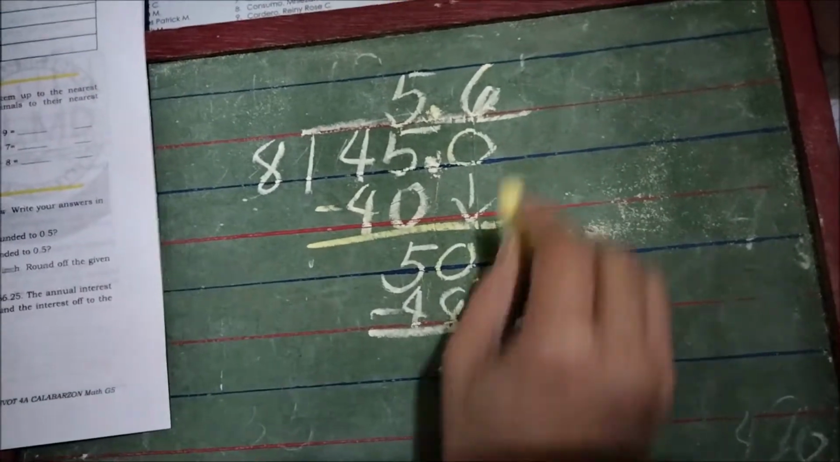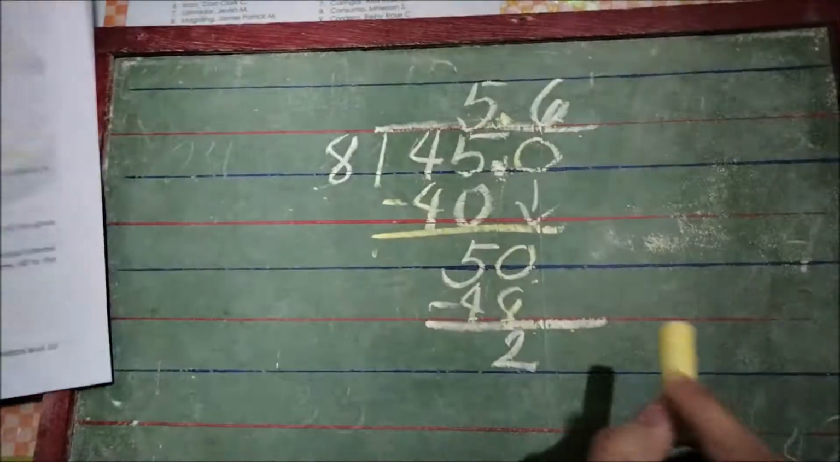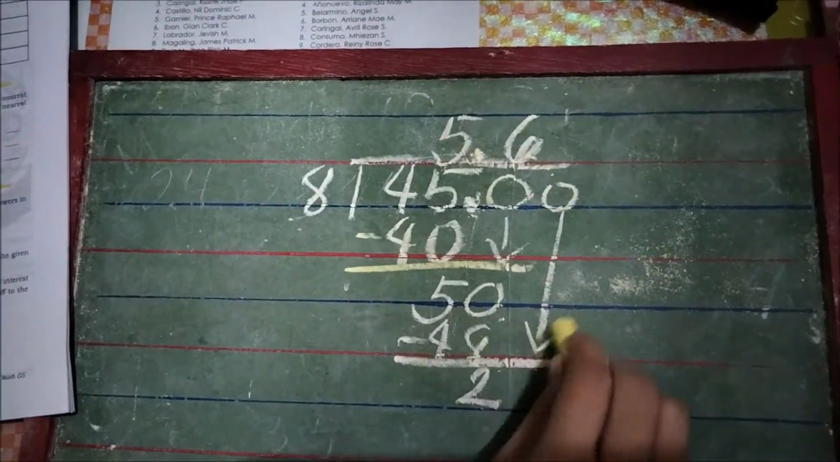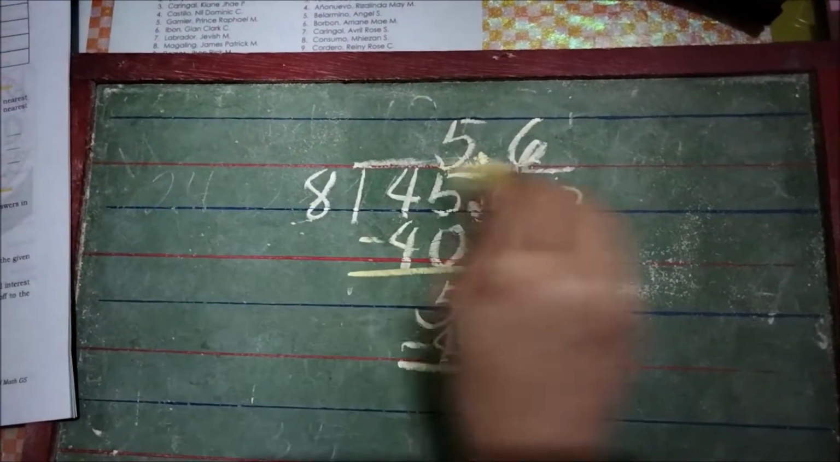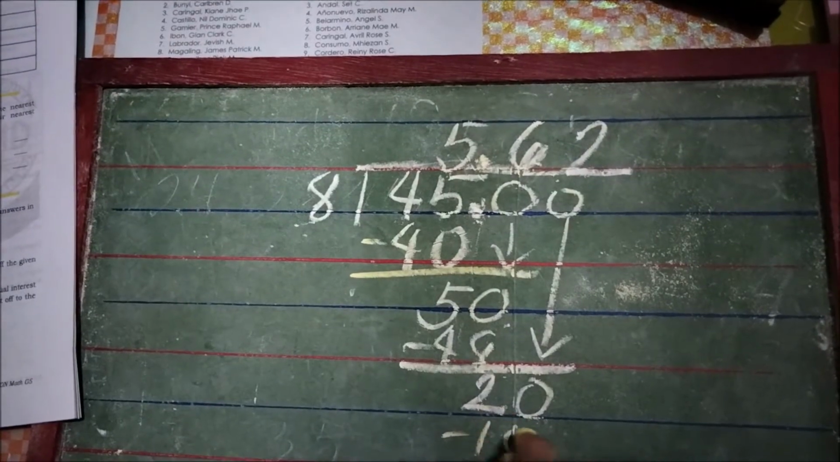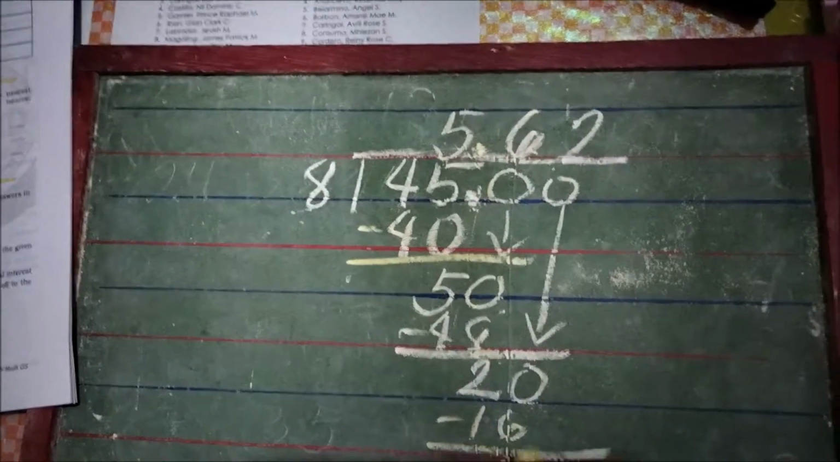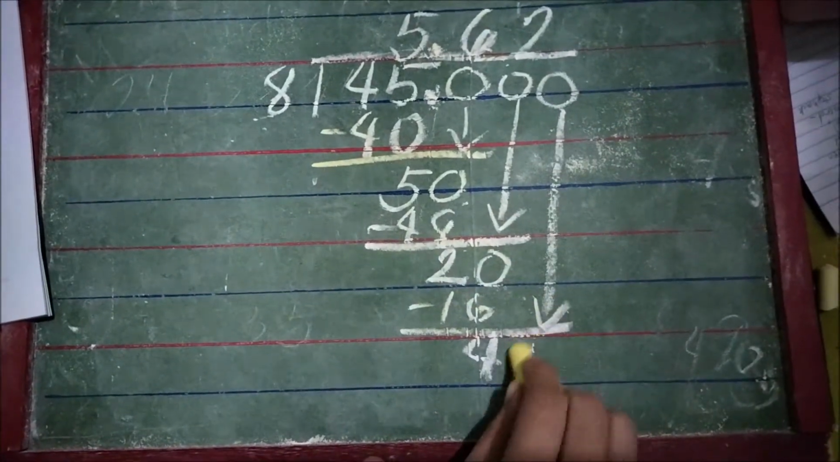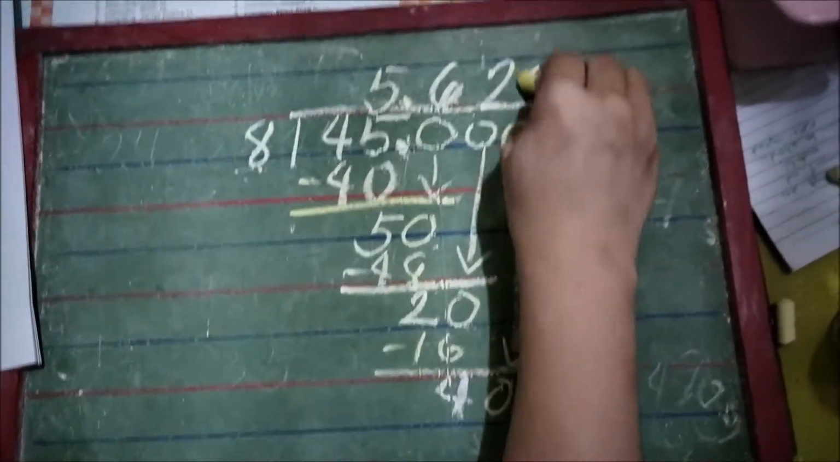So we must reach the nearest 10 thousandths place. So we're going to add again the 0. You bring down the 0. 20 divided by 8 is 2. Minus 16 is 4. Another 0. You bring down the 0. 40 divided by 8 is 5.